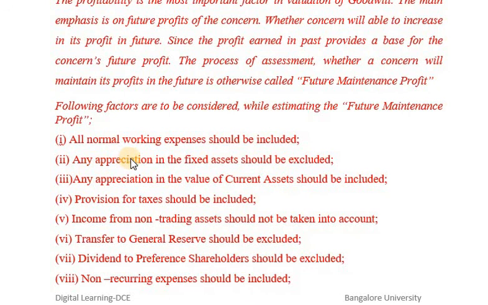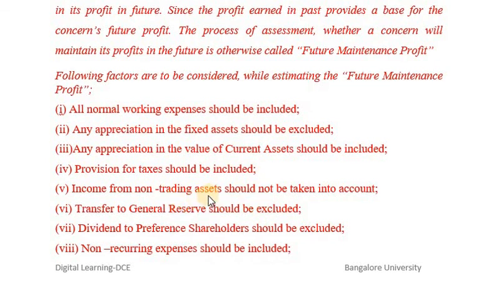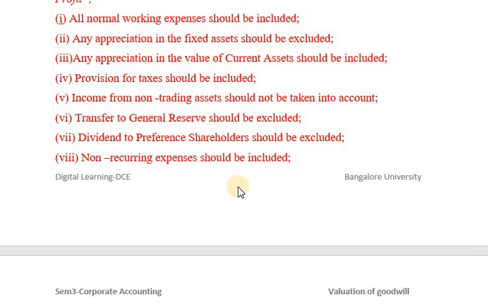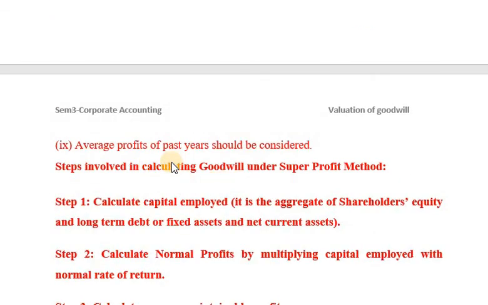Number one, all normal working expenses should be included. Any appreciation in the fixed assets should be excluded. Any appreciation in the value of current assets should be included. Provision for taxes should be included. Income from non-trading assets should not be taken into account. Transfer to general reserve should be excluded. Dividend to preference shareholders should be excluded. Non-recurring expenses should be included. Average profits of past years should be considered.